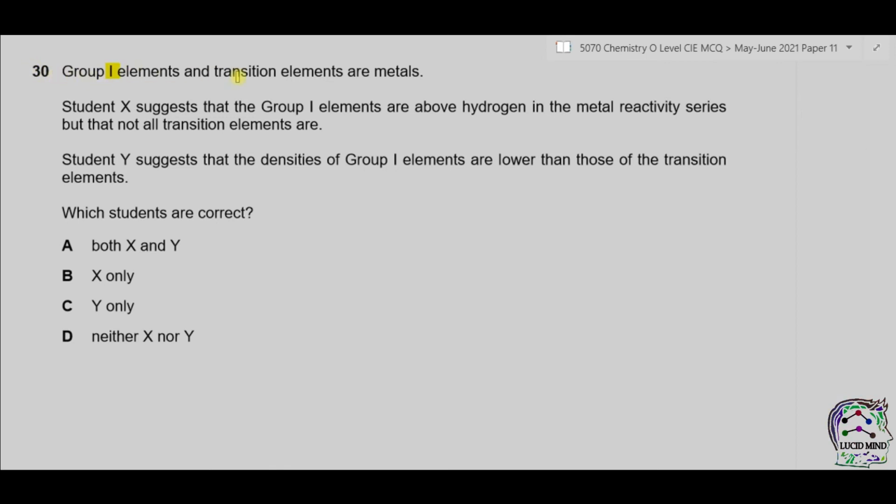Question 30. Group 1 elements and transition elements are metals. Student X suggests that group 1 elements are above hydrogen in the metal reactivity series but that not all transition elements are. Student Y suggests that the densities of group 1 elements are lower than those of transition elements. Which student is correct? For the first student we can see the reactivity series. We have potassium, then sodium, magnesium, then we have zinc, iron, lead, copper, silver.